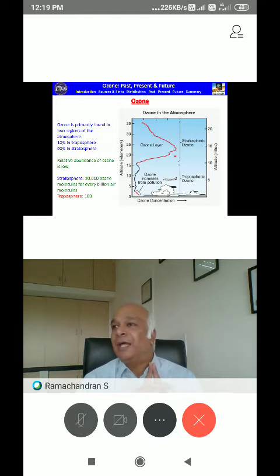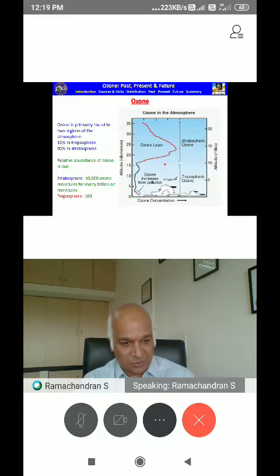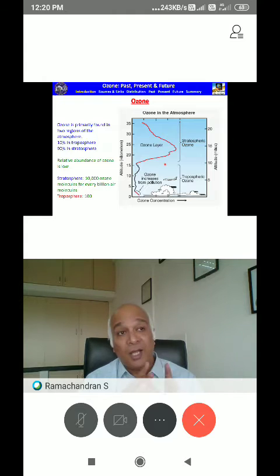But if you look at the overall composition, the relative abundance of ozone is low. Even in the stratosphere, where 90% of ozone is present, there are only 10,000 ozone molecules for every 1 billion air molecules, which means 10,000 in 10 to the power of 9 air molecules. So it is that much of a lesser contribution. And in the troposphere, it's only 100, orders of magnitude lower than in the stratosphere.